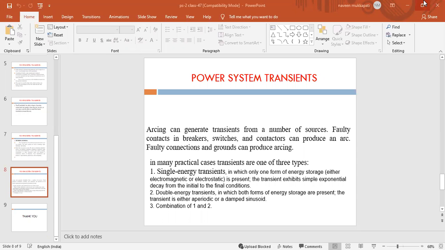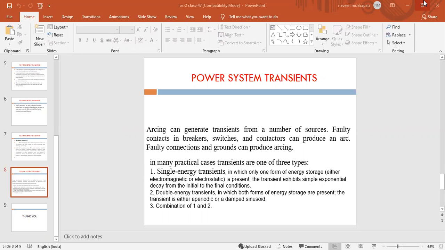Next is the double energy transients. These transients are produced by both forms of storage energies, that is, electromagnetic energy and also electrostatic energy. Okay, these transients are produced by both forms of storage energies. These transients are developed in the RLC circuits.